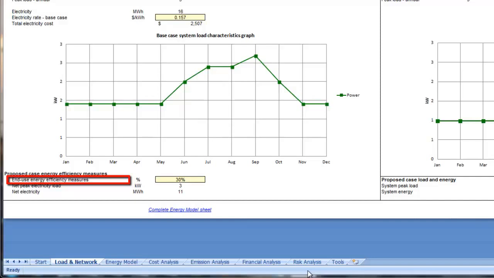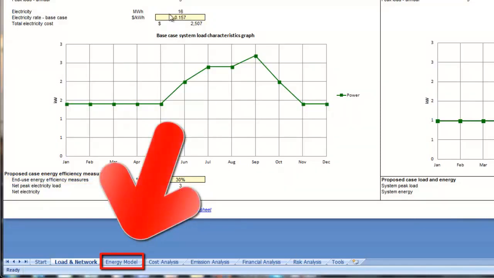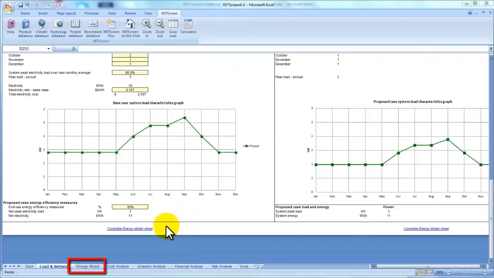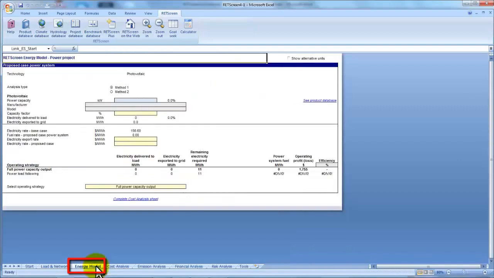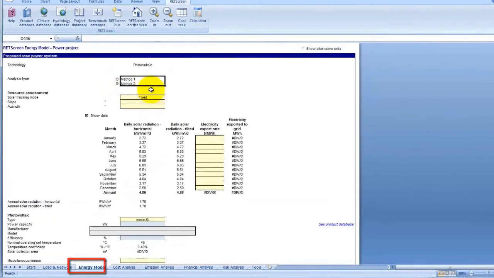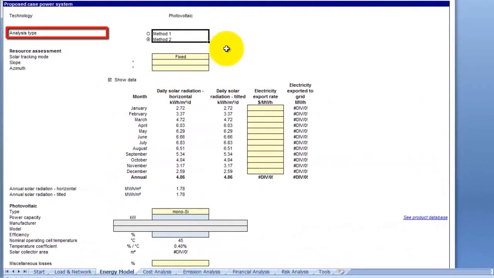Our completed load and network sheet should now resemble the one shown here. Let's move on to the energy model. Because this is a detailed residential scale project analysis, for analysis type, we will use the Method 2 option for the energy model. Let's consider the solar resource assessment.